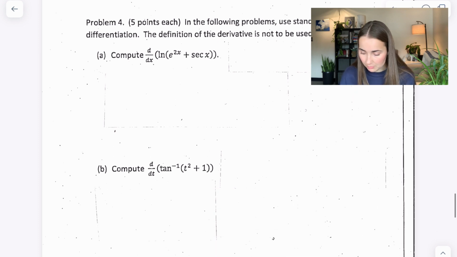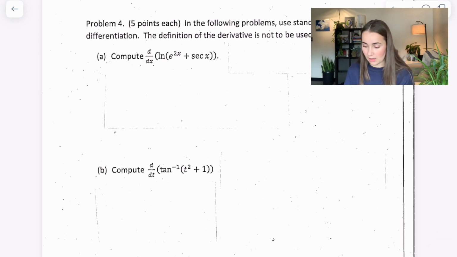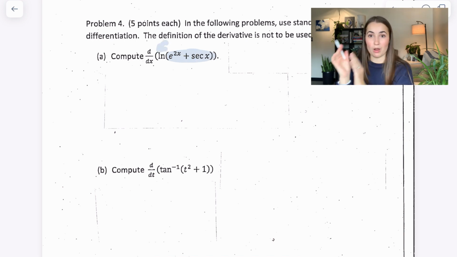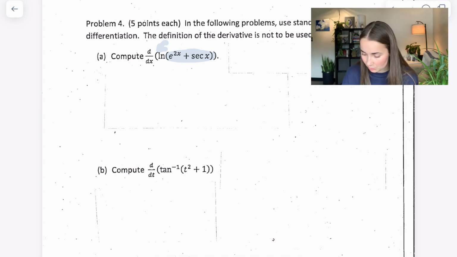Now we can move on to problem 4. So again, we're going to have to use derivatives. So here we have the derivative of the natural log of e to the 2x plus secant of x. Here, this is where I know I'm not going to use product rule because we only have one portion that's with our variable, and that's going to be the inside. The natural log part doesn't have an x attached to it, so it's not two products. It's the natural log of that whole thing. So let's go ahead and apply the natural log rule.